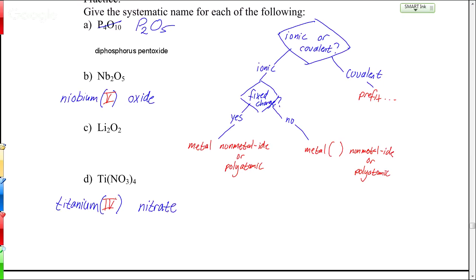What's tricky about Li2O2? First of all, is it ionic or covalent? It's ionic because we've got metal and nonmetal. Does lithium have a fixed charge? Is lithium one of the ones that always has the same charge? It is. So lithium is +1. That means we're in that first category over on the left. Is it just lithium oxide then?